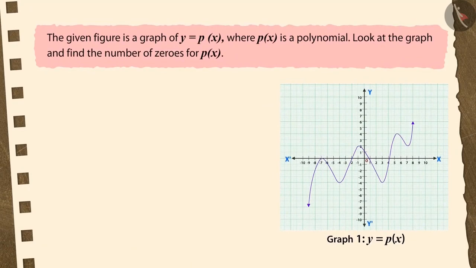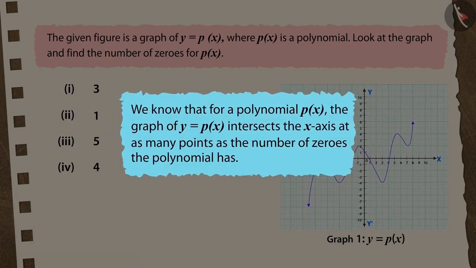The figure is the graph of y is equal to p(x). Look at the graph and find the number of zeros of the polynomial p(x). 3, 1, 5, 4. To solve this question, pause the video and then match your answer. We know that for a polynomial p(x), the graph of y is equal to p(x) intersects the x-axis at as many points as the number of zeros the polynomial has.